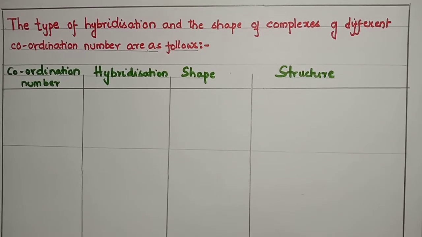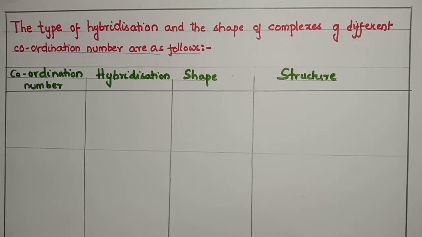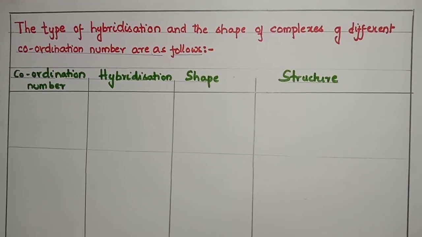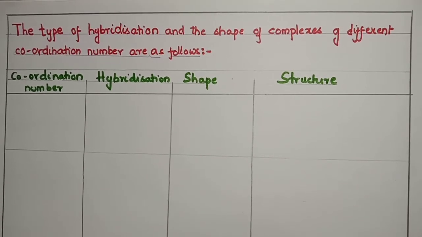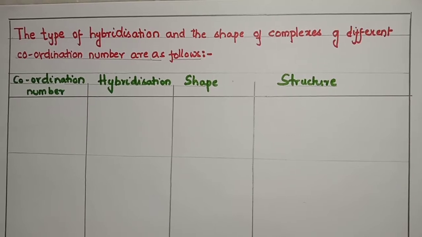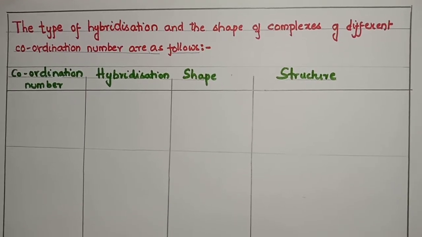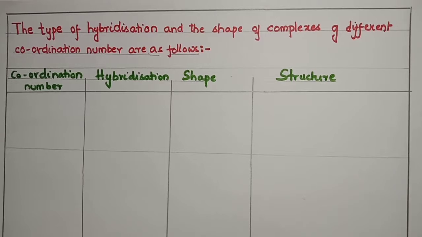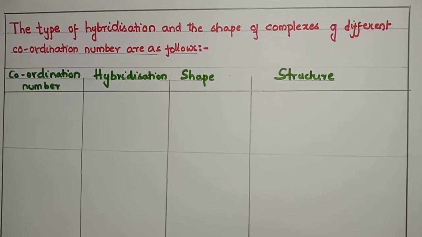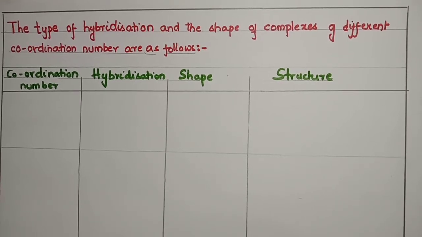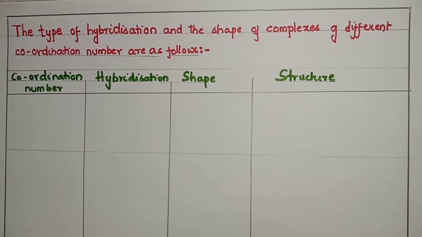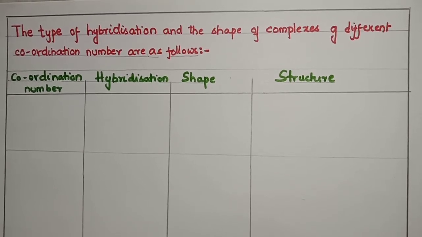Students, in the previous class, we have learned valence bond theory and the main important features of that theory. Hope you have learned all those points. If you understand those points, what I am teaching you today in this class will be clear to you. So today in this class, we are learning the type of hybridization and the shape of various complexes with different coordination numbers.